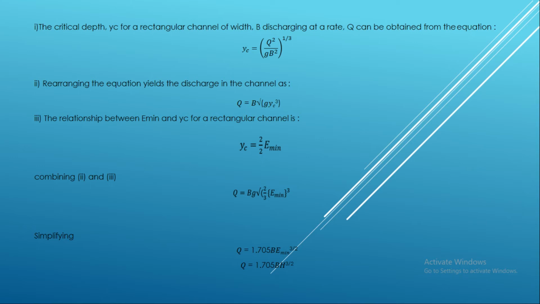In order to get the theoretical discharge formula, we can derive it from the critical depth formula by rearranging the equation for the discharge. The relationship between energy minimum and the critical depth is critical depth equals 2 over 3 energy minimum. By combining equations 2 and 3 and simplifying it, we can get Q equals 1.705 BH to the power of 3 over 2, which is equal to the theoretical discharge.